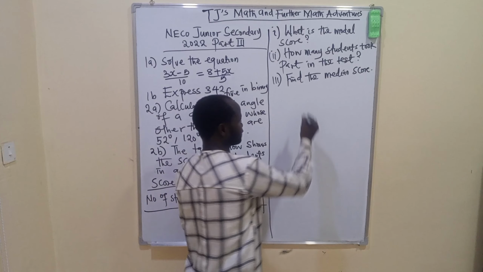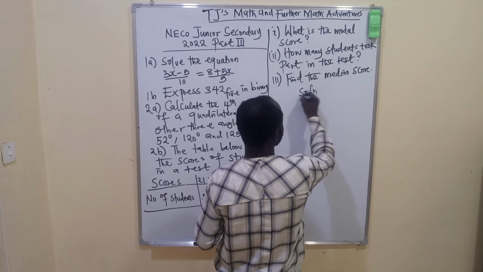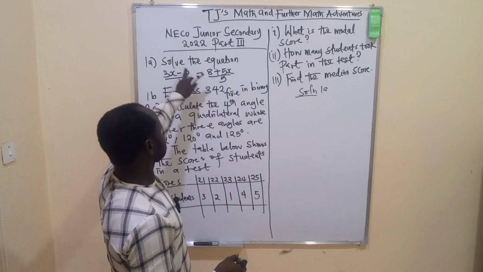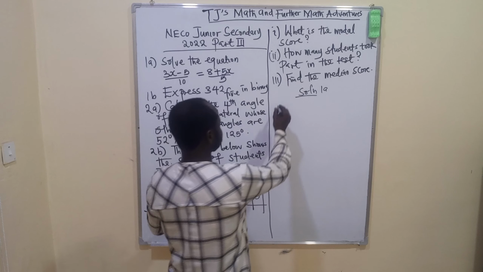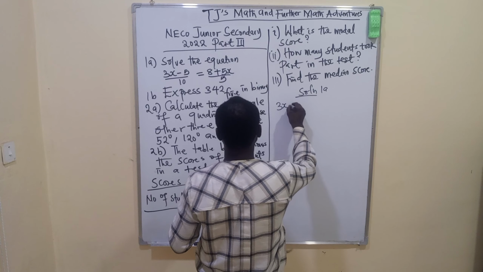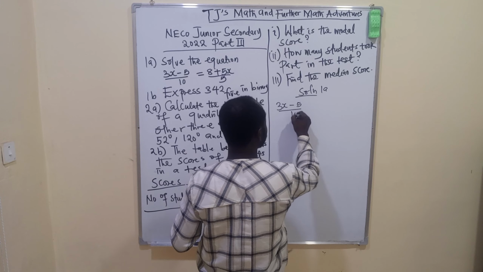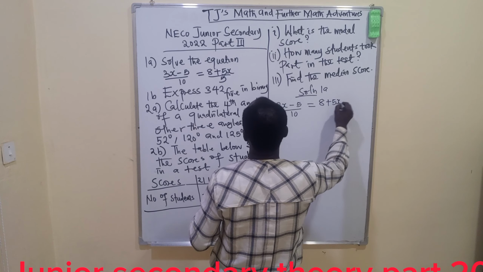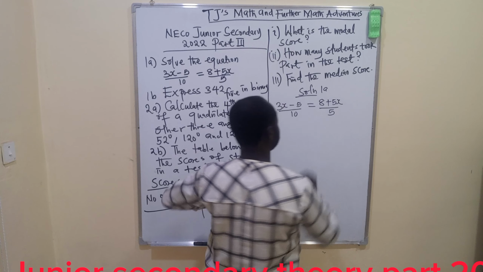Let's write down the solution here. Solution to 1A. Question 1A reads, solve the equation. We have the equation as (3x minus 5) divided by 10 equals (8 plus 5x) divided by 5.